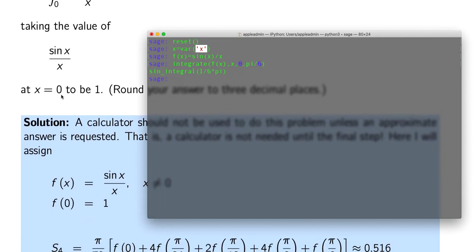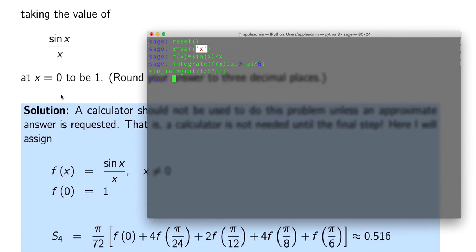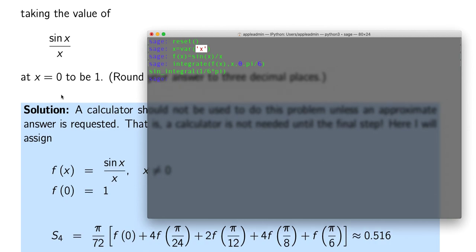So what I want to do is go over here and type this stuff in. And again, I'm going to do the exact stuff, because I just want to show you what happens when you use exact arithmetic. So it's going to be pi divided by 72, star, and what do I got? I got f of 0 plus 4 star f of pi divided by 24, and then plus 2 star f of pi divided by 12.